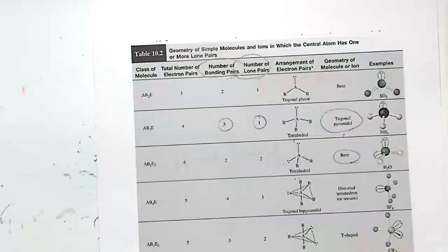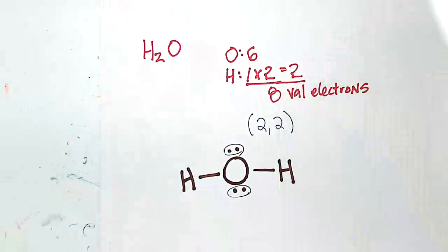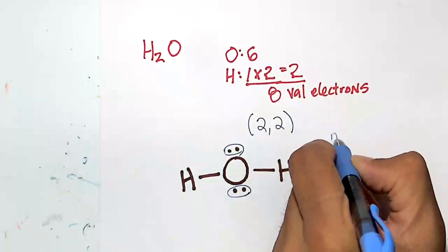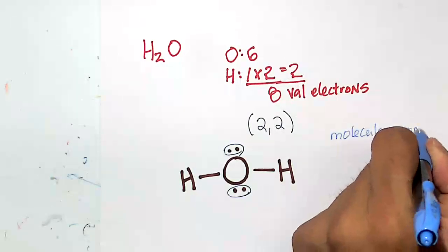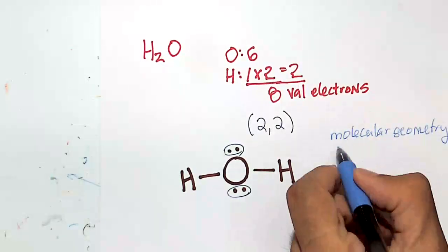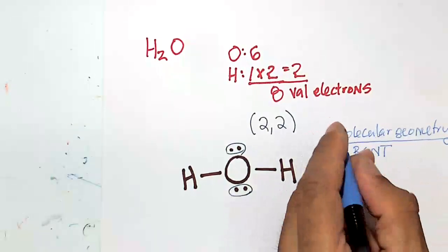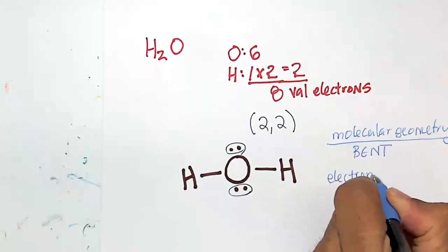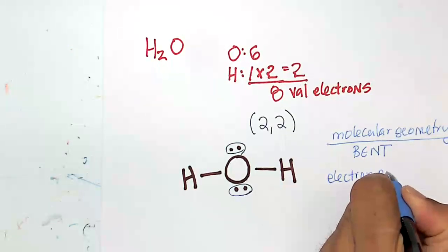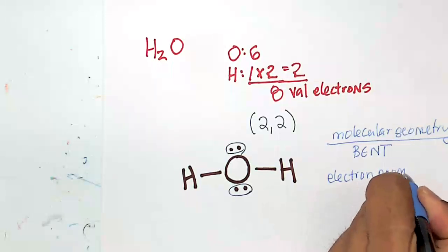So the molecular geometry is bent. Okay, what's the electron pair geometry? Electron geometry is tetrahedral. Very good.